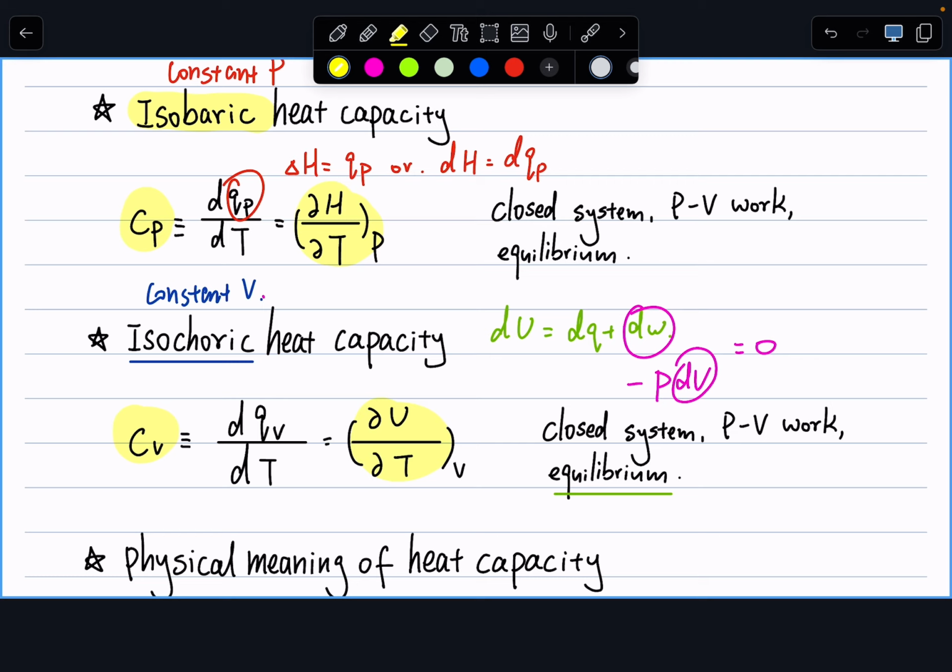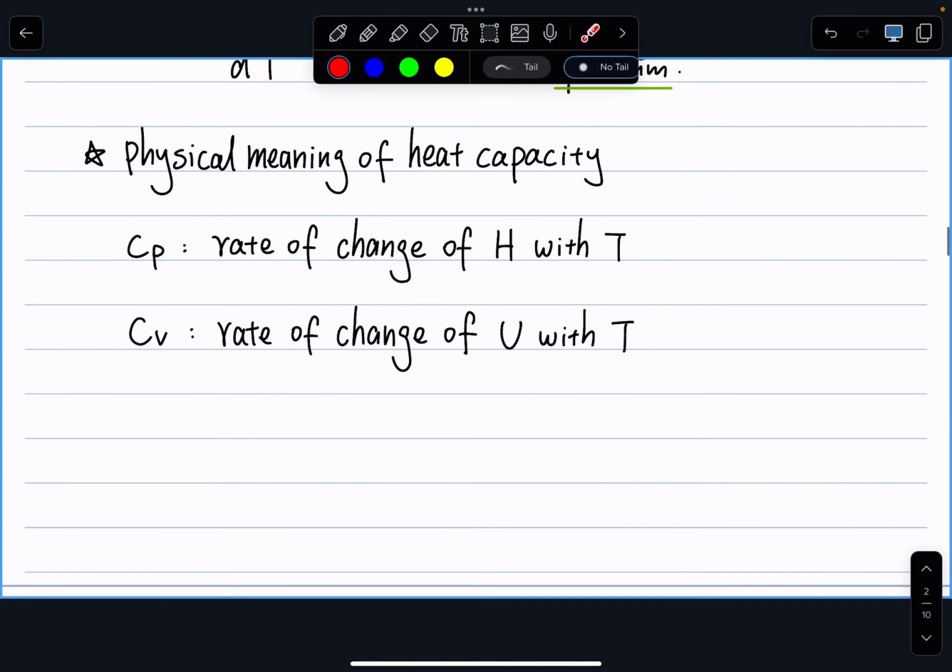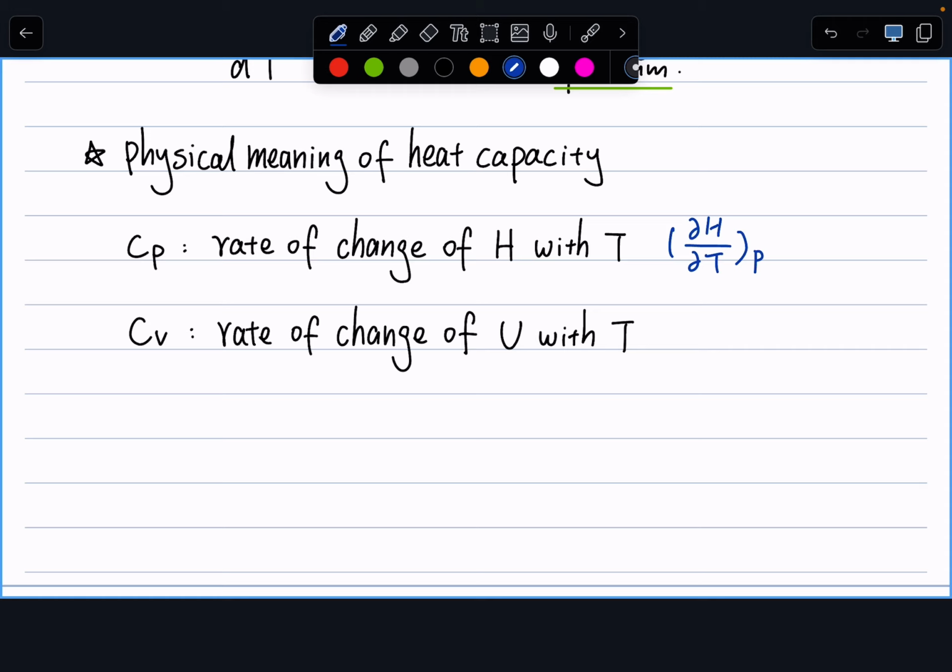All right. Before we move on, I want to ask you a question. Now we have the physical meaning of our heat capacity, right? Our Cp is the rate of change of enthalpy with respect to temperature at constant pressure. Our Cv is the rate of change of internal energy with respect to temperature at constant volume. So I want you to think about it: are Cp and Cv extensive or intensive properties?